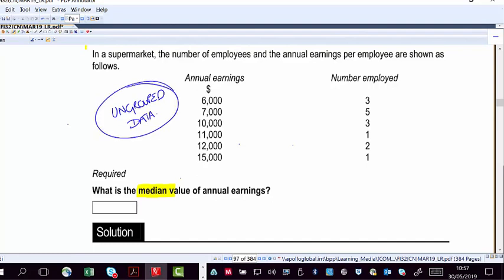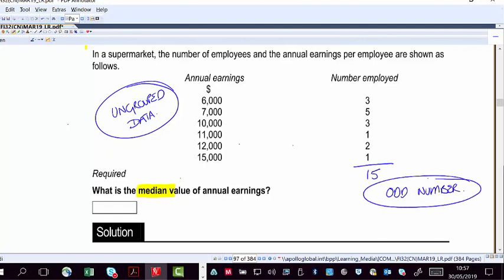It's not grouped into ranges. We're not told less than 5,000 and between 5 and 10,000. We're given the individual items. So we're told that 3 employees earn 6,000, 5 employees earn 7,000, etc. We need to look at the number of items in the data set. If we take 3 plus 5 plus 3 plus 1 plus 2 plus 1, we have a total of 15 numbers in the data set. And 15 is obviously an odd number.